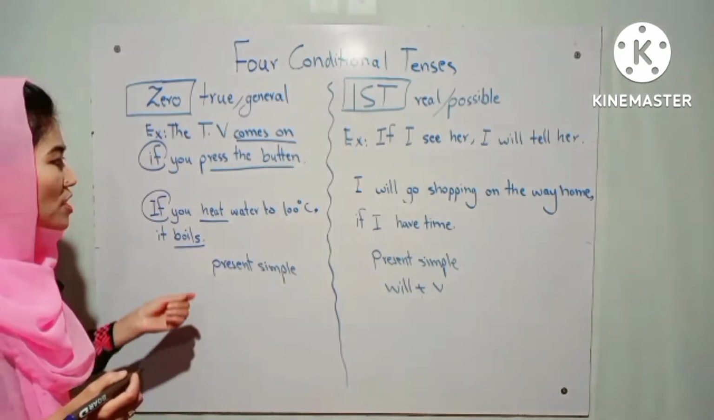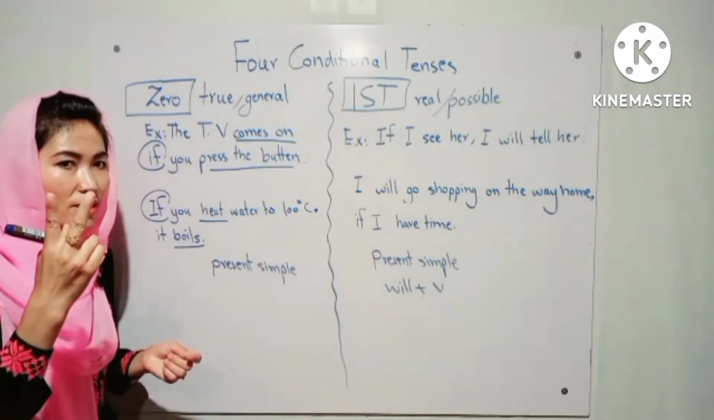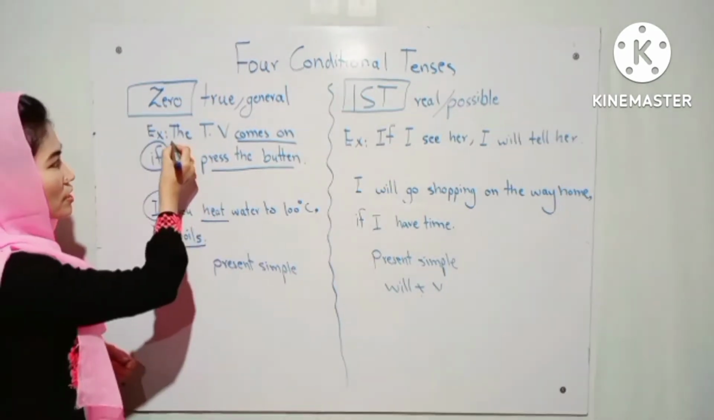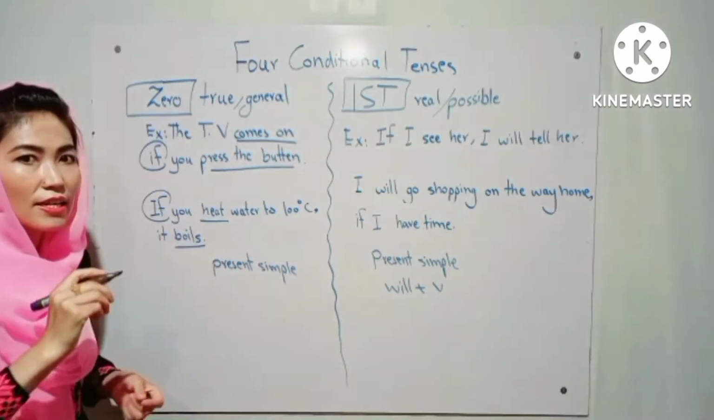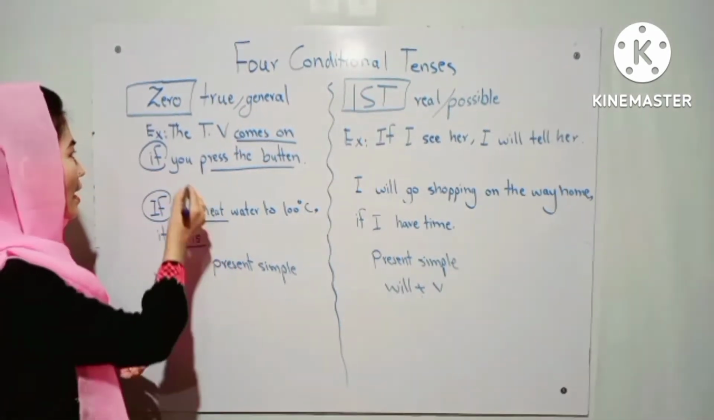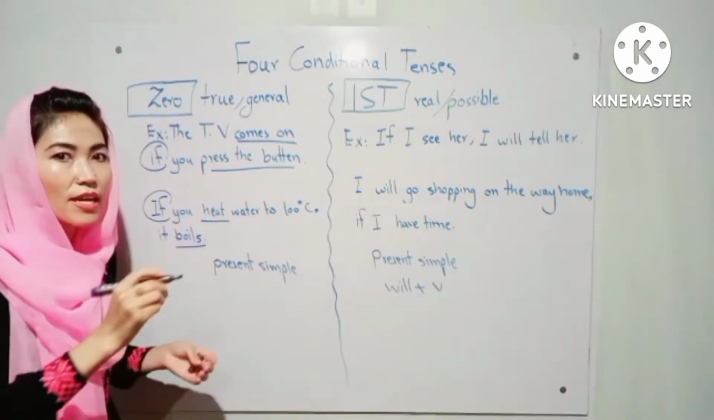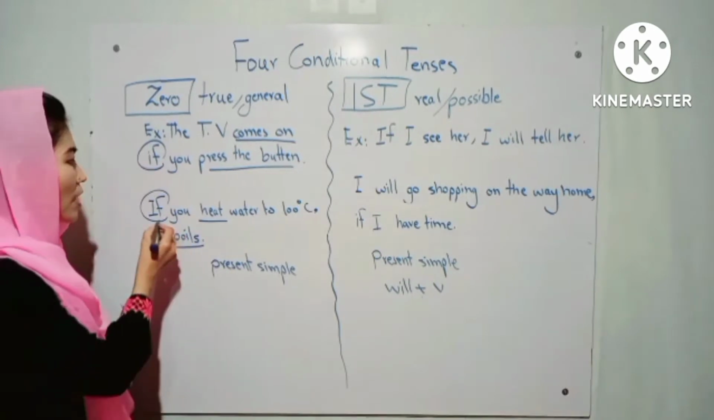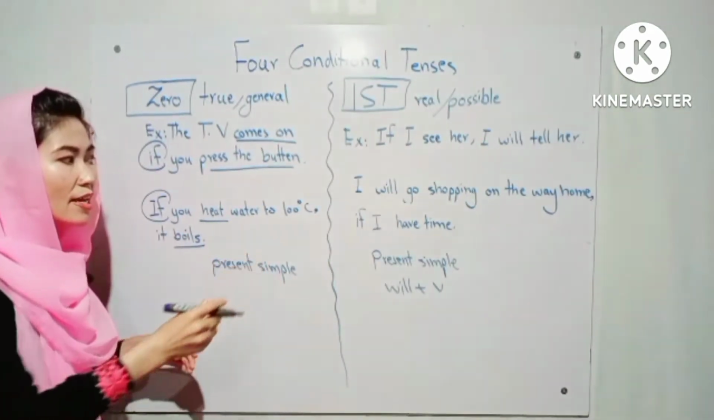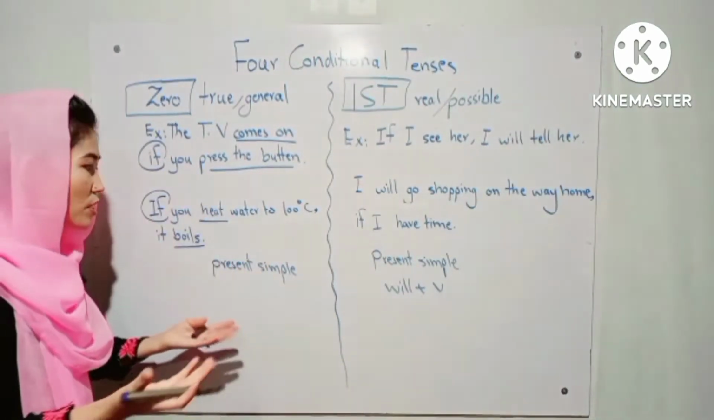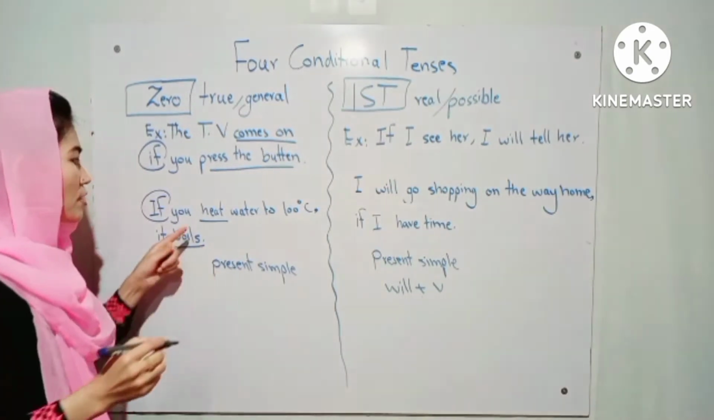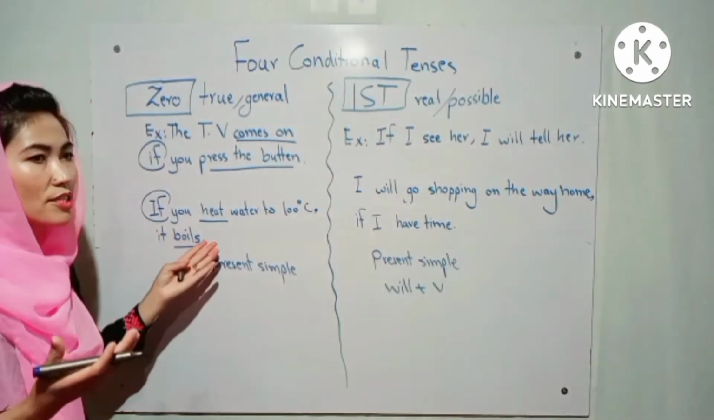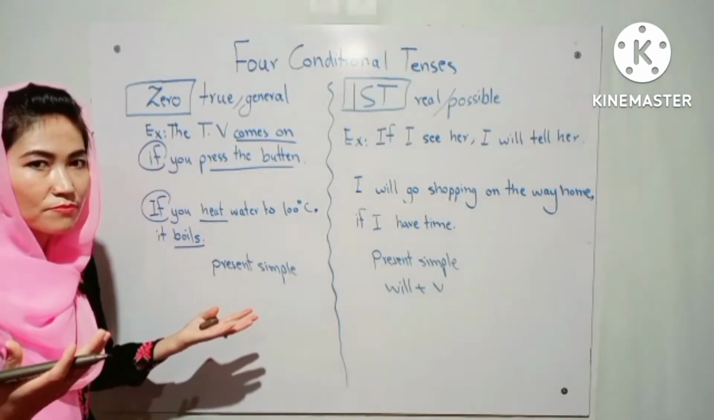Okay, and we have two clauses here, the main clause and the subordinate clause. First, the TV comes on is the main clause, and if you press the button is the subordinate clause. In the second example, if you heat the water to 100 degrees centigrade, it boils. The first one is the subordinate clause or if clause, and it boils is the main clause.